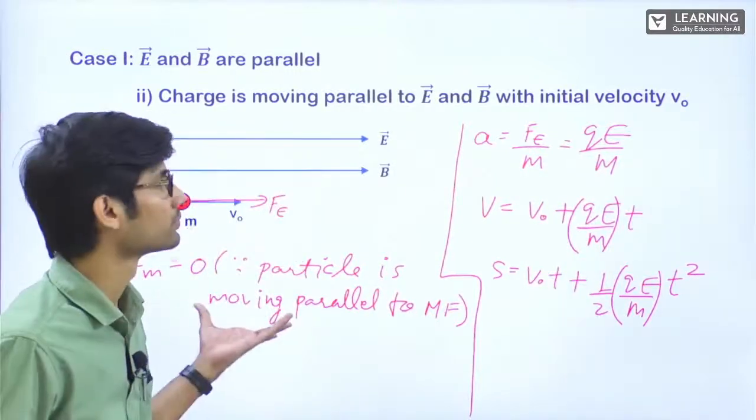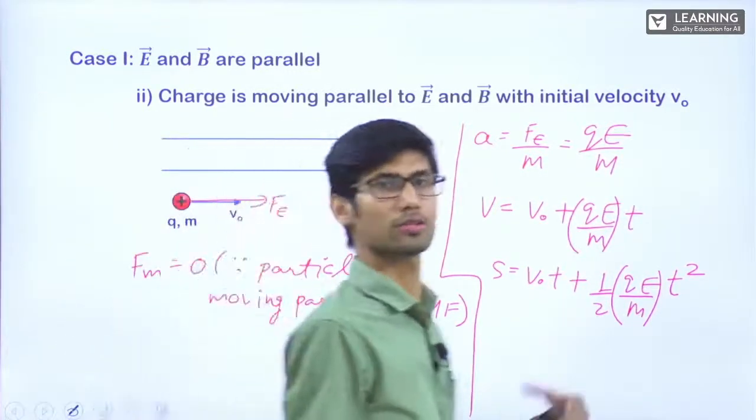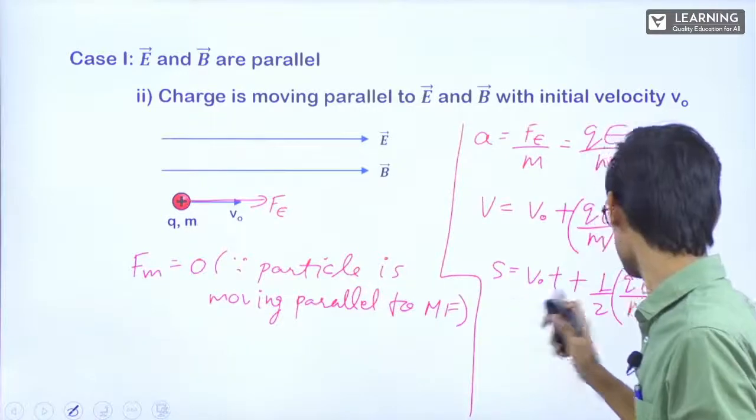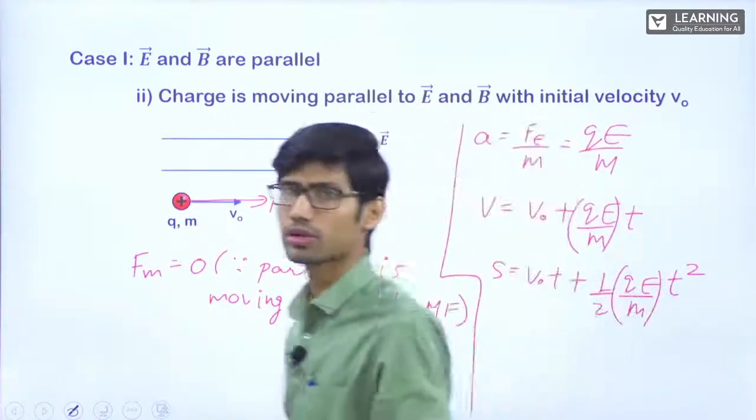Clear? V square is equal to u square plus 2as. Instead of a, use QE by m. All the three equations will be valid here.